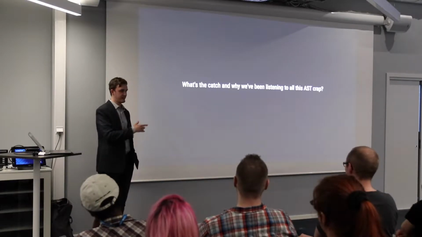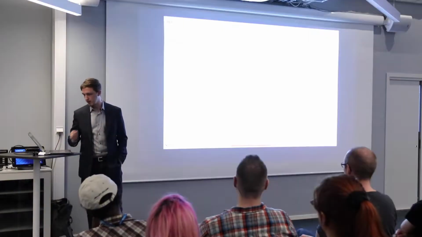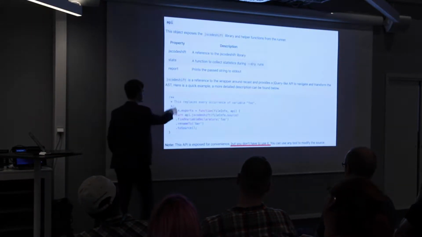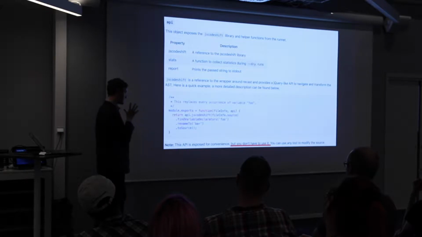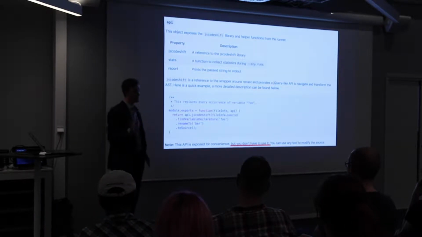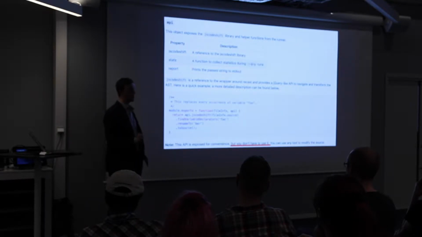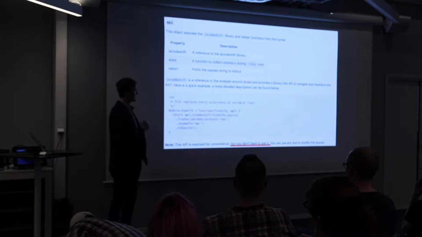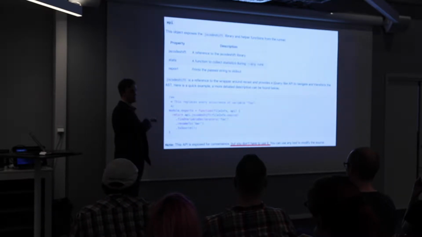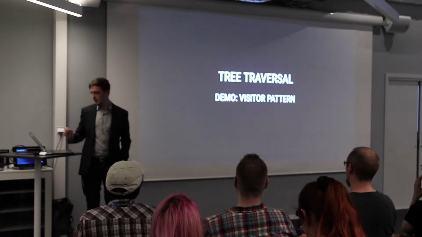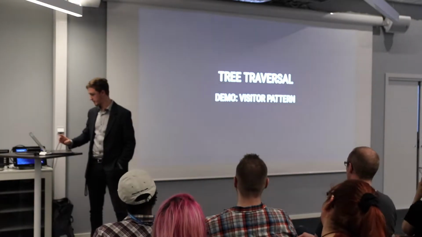Why, if it's that simple? So pay attention to this one. It's the same example. This API is exposed for convenience, but you don't have to use it. You can use anything to modify the source. That's what we're going to do. Why? Bear with me, I'm going to explain in the end, okay? But we are not going to use this API for now. You can, but we won't. Okay, tree traversal, visitor pattern.